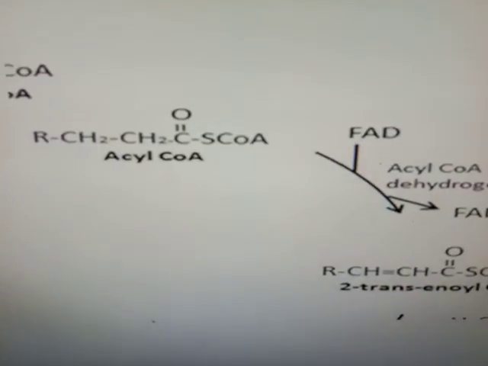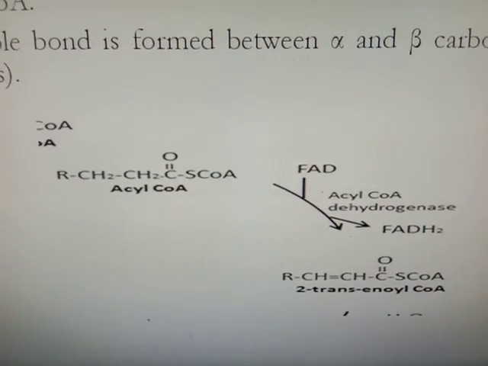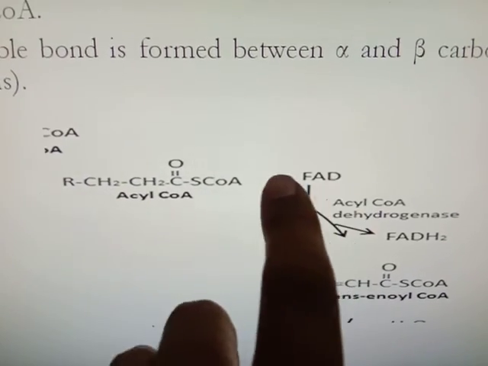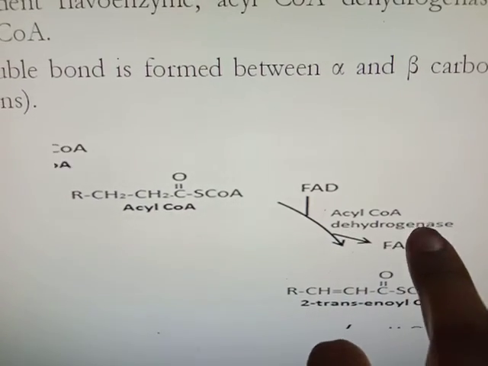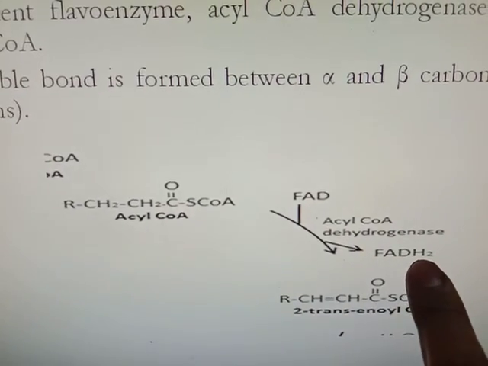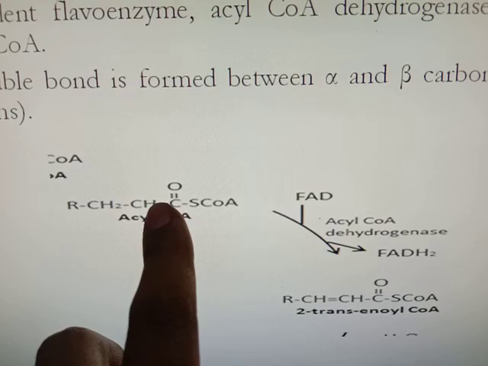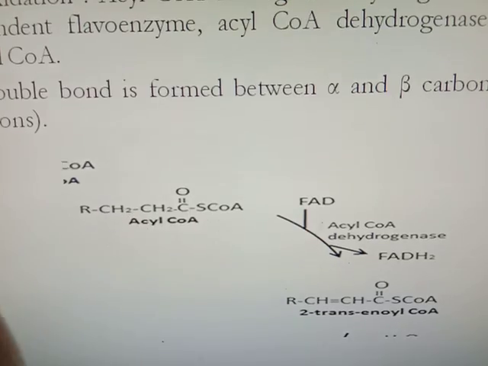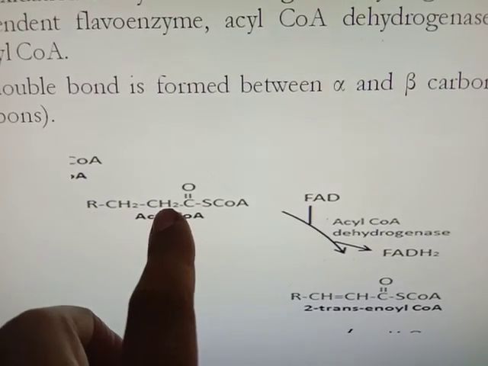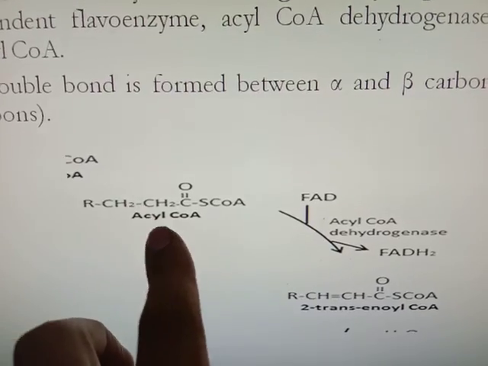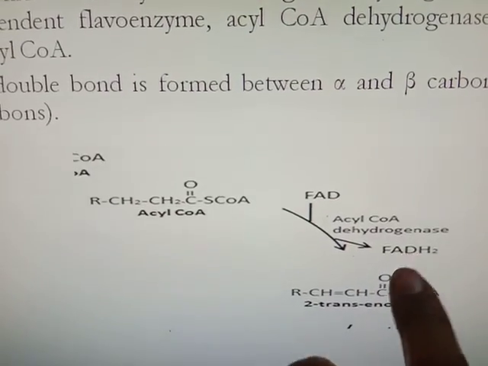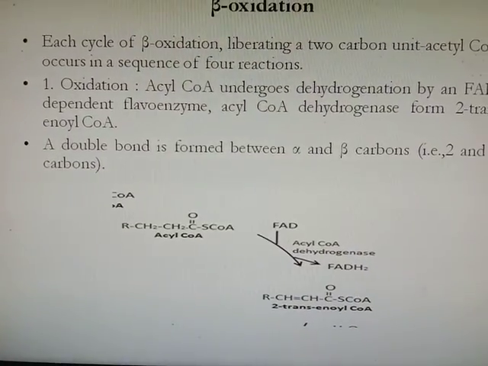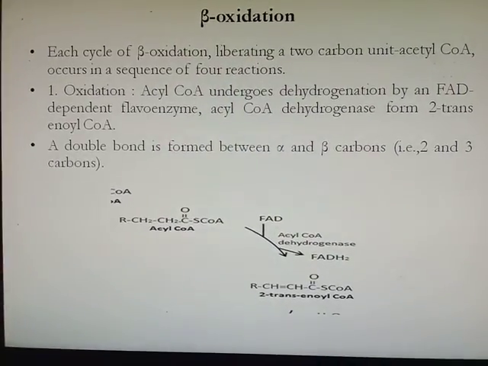Now here we see this is the first carbon, second carbon and third carbon. In the presence of FAD, acyl coenzyme A dehydrogenase, FAD is converted into FADH2, and at the second carbon, dehydrogenation takes place, meaning hydrogen will be removed. Oxidation means loss of electron. So one hydrogen from the second carbon and one hydrogen from the third carbon will be removed and transferred to FAD to form FADH2, and here a double bond is formed, called trans 2-enoyl coenzyme A, in the first oxidation reaction.